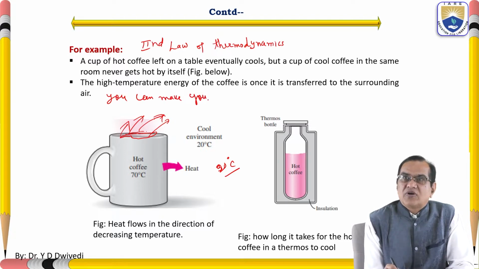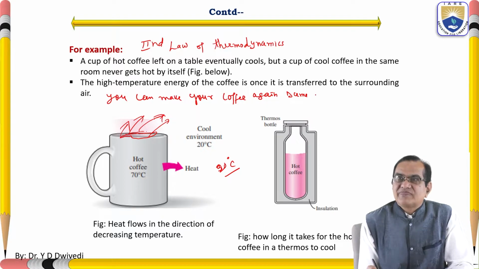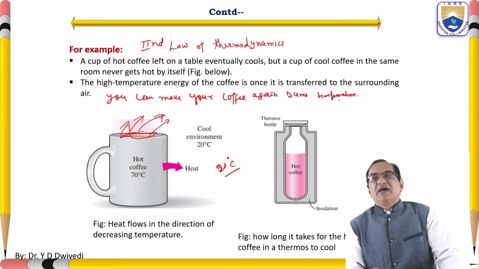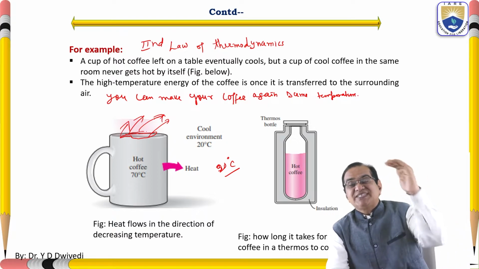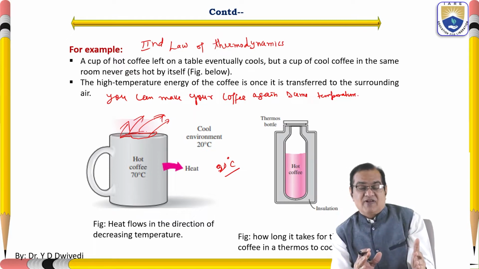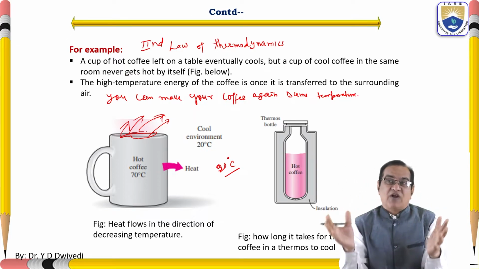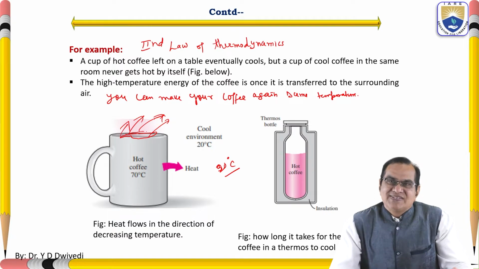You cannot make your coffee the same temperature again. That is the second law of thermodynamics. It states that if heat is transferred from the system to the surrounding, the surrounding will not give it back to the system.